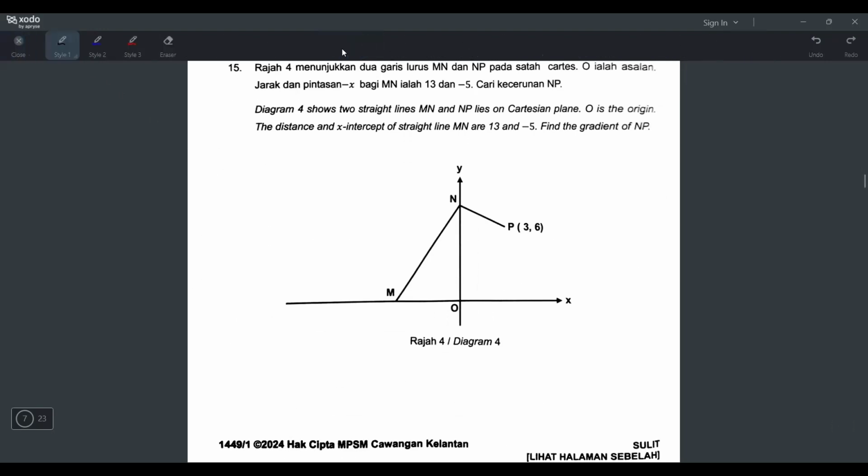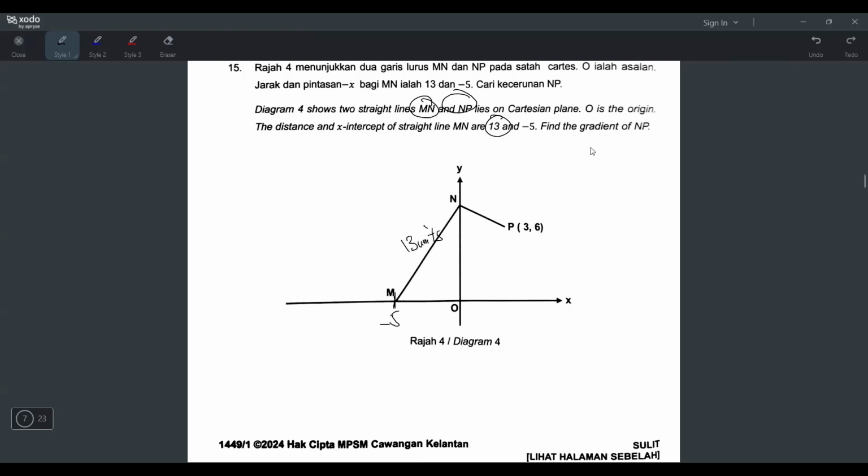Okay, let's do number 15. Diagram 4 shows two straight lines MN and MP. Okay, I can see it. Lies on a Cartesian plane. O is the origin. The distance and x-intercept of straight line MN are 13 and negative 5. So MN, the x-intercept is negative 5. So this one is the x-intercept, right? So write down negative 5. And then the distance is 13. So I'll just write 13 units here.